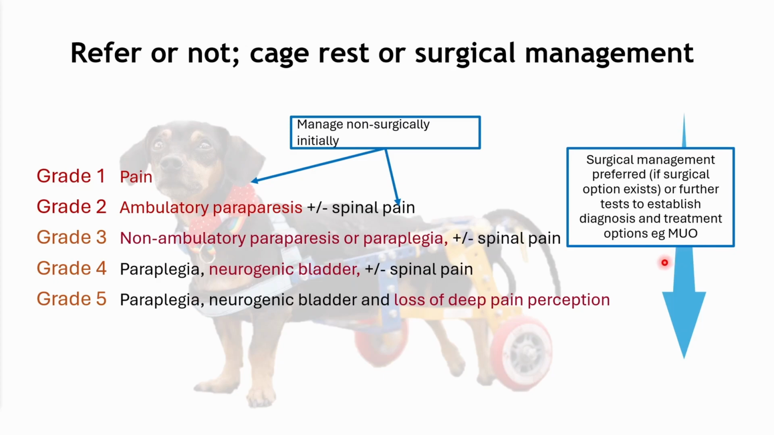For example, with meningoencephalomyelitis of unknown origin, putting them in a cage is not going to actually help them, and they need other treatment. But if the case is very classic for a disc extrusion, then even managing them non-surgically with a grade 5 may have some success.